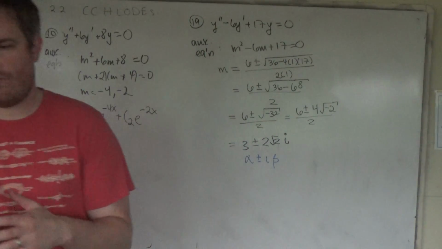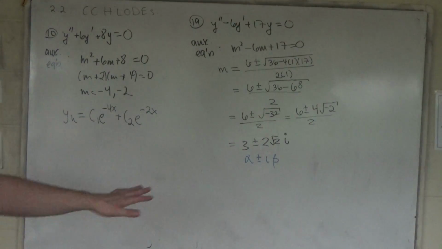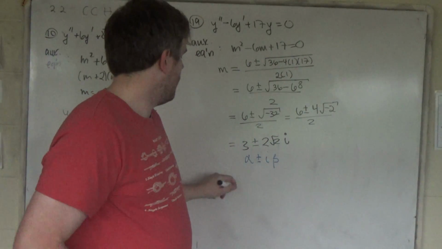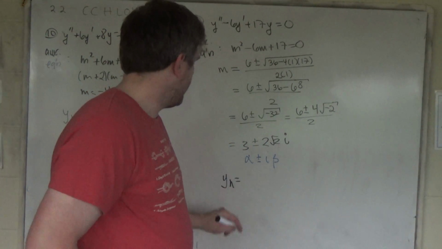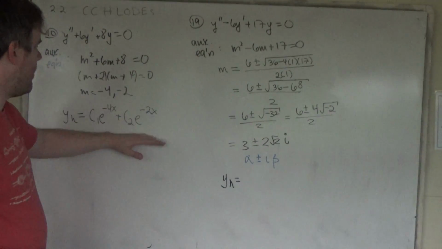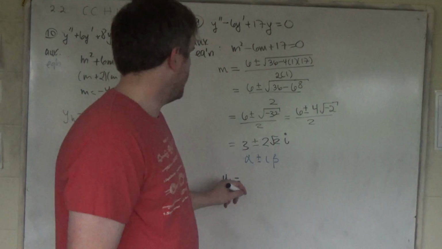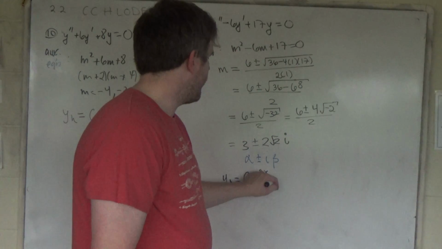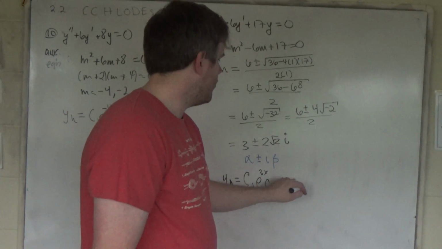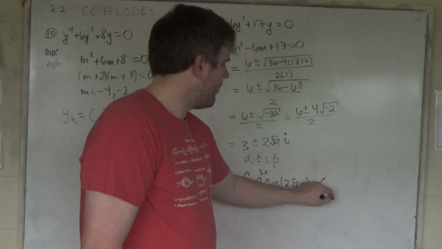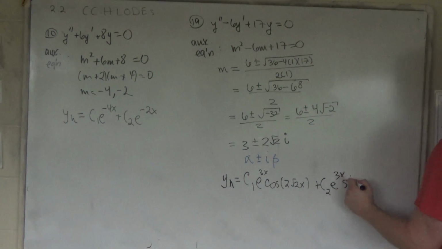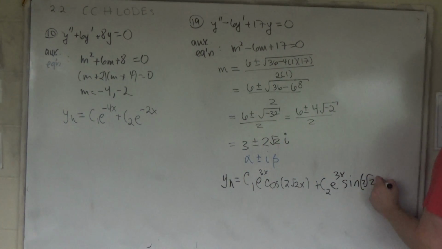The complex roots solution depends only on alpha and beta, the real and imaginary parts of our complex number. So what we're going to do is use our pattern for the exponential, which actually goes through Euler's formula. It's c1 e to the alpha x, so e to the 3x, cosine beta x, so cosine 2 root 2 x, plus c2, and then e to the alpha x, so e to the 3x, sine square root of 2 times 2x. And that's it.